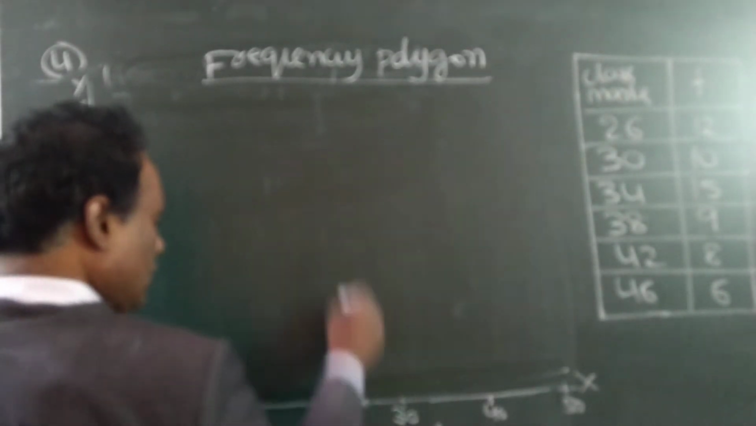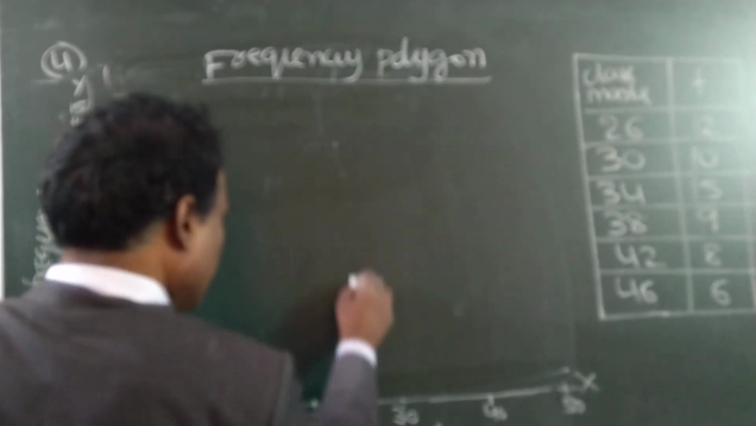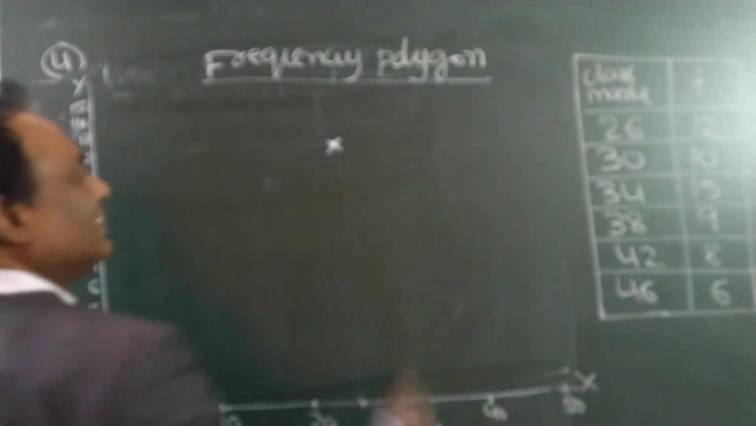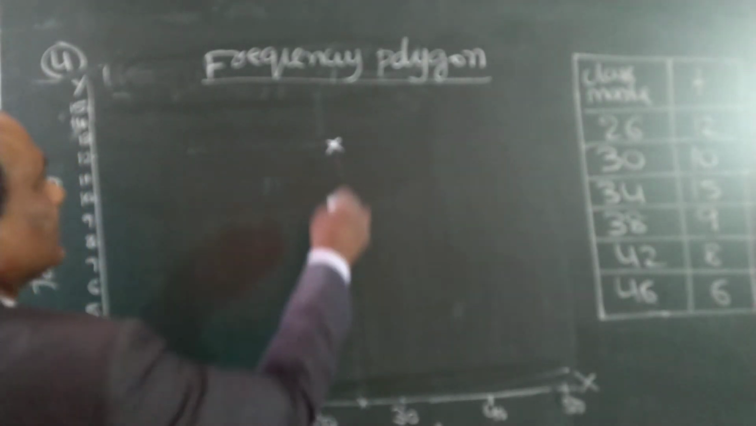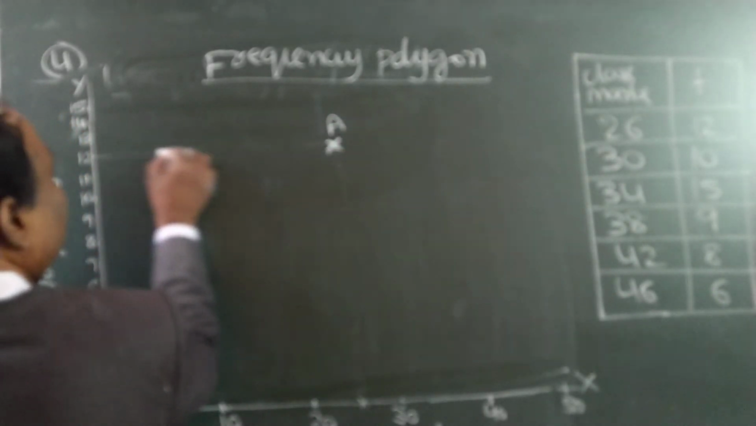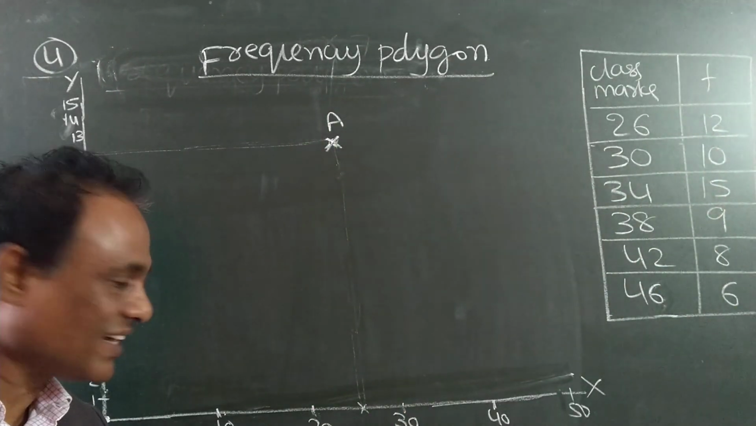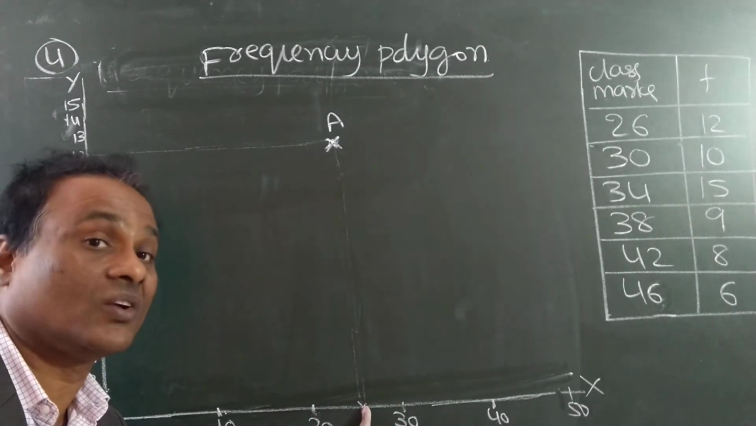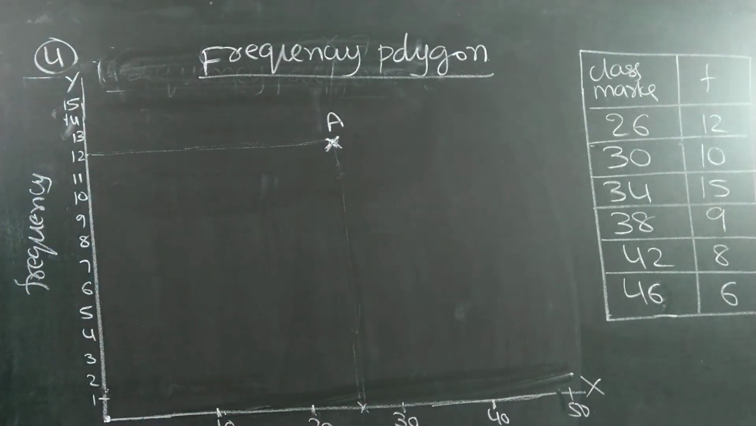So 26, 12. This is the point. Say this is A, for example. 26 means between 20 and 30 there are 10 small boxes, so the sixth box gives 26. 26 up to 12. See 12. Next.